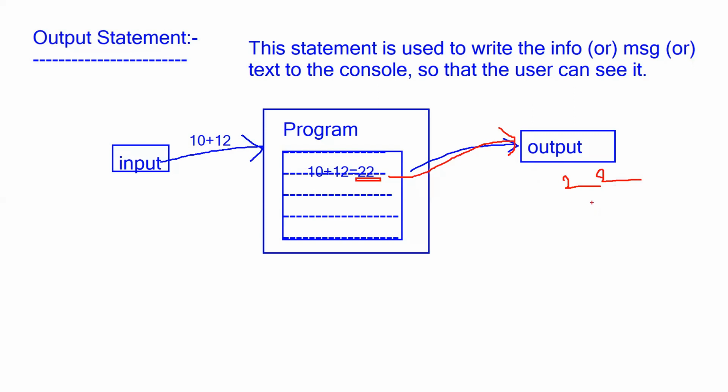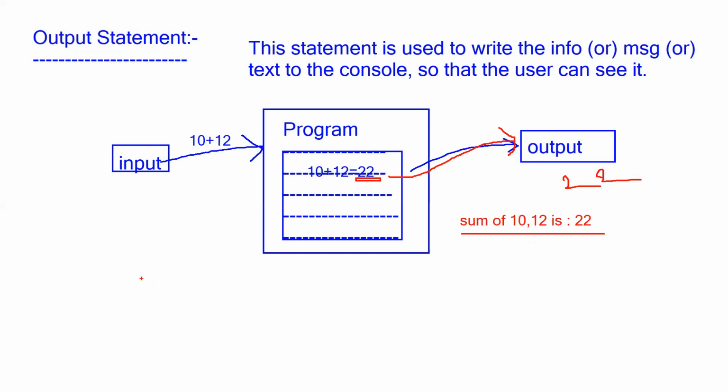But this is not a proper way of presenting the message. You can send this output with a proper message, for example: sum of 10, 12 is 22. This will have more meaning, right? Yes. So you want to send the output with a proper message, and for that purpose, you can use the output statement.